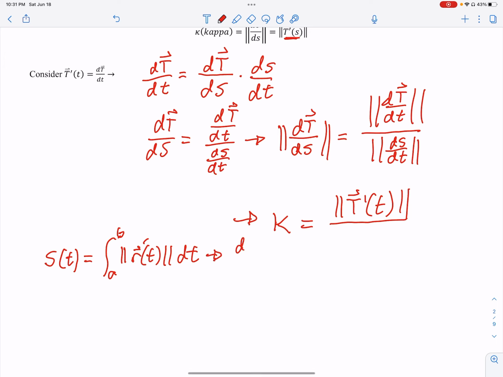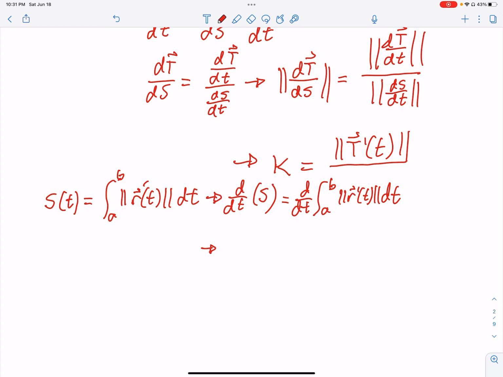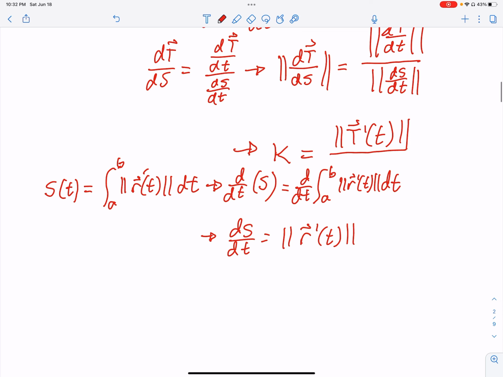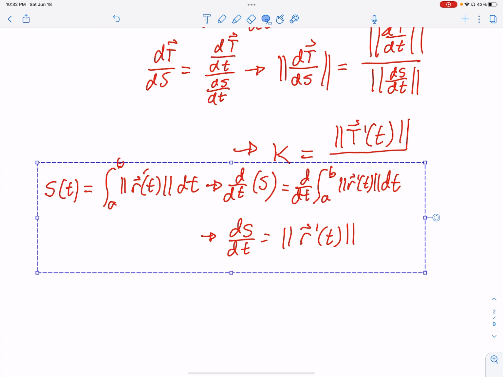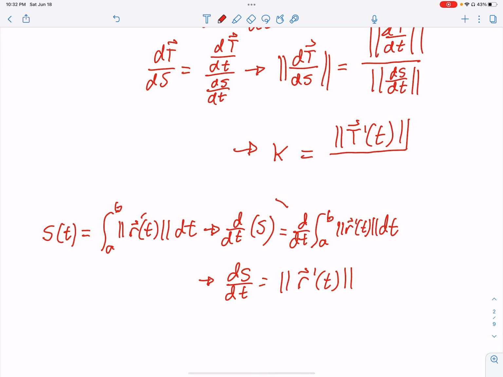Now if I take the derivative of each side, then we have the derivative of an integral, and those are inverse operations, so they undo each other. So this gets us ds/dt is the magnitude of r prime. So we can replace that below with the magnitude of the tangent vector.